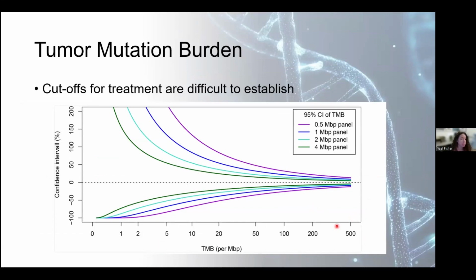So this is a paper that compared the different panels, and the confidence interval for TMB really varied greatly based on the size of the panel that was used. So when we have a lot of variants, then it's pretty easy to see that the TMB is high. But when the number of variants is lower, the confidence interval varies, and you can't really trust the panel, or you don't get consistent results between the different panels.